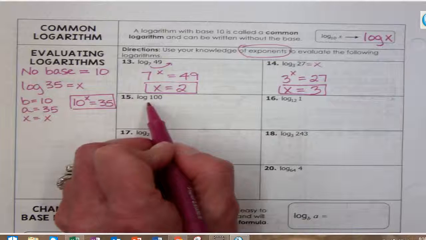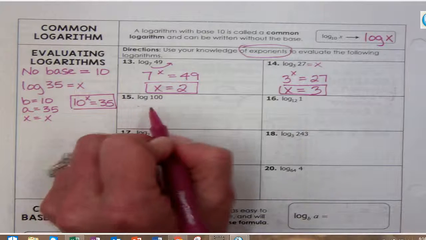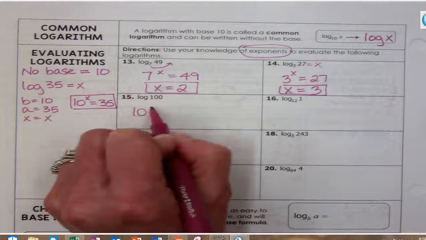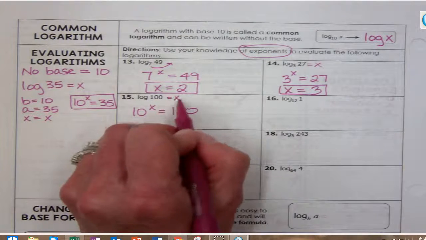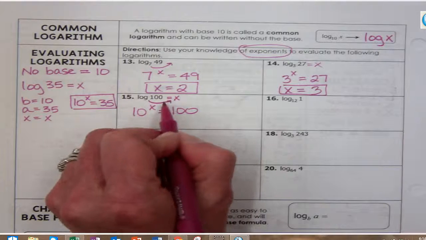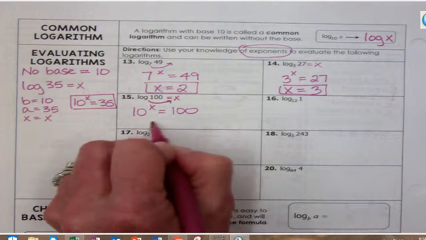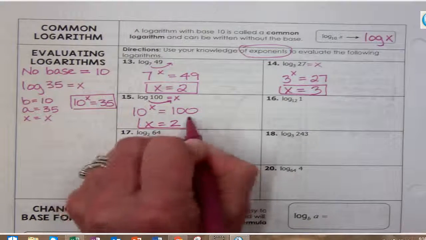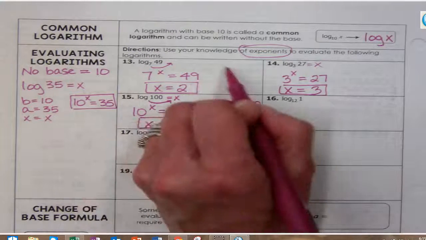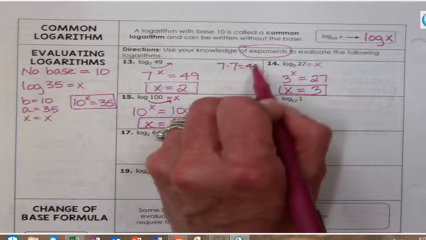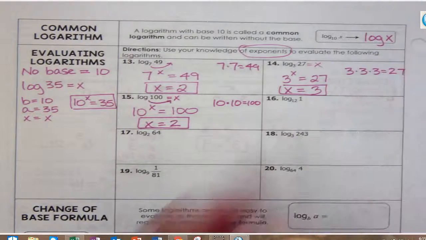Anyway, now we have a log with no base. But we know that that base is going to be 10. So 10 raised to the x power equals 100. 10 raised to what power is 100? x is going to equal 2, because I know 10 times 10 equals 100, right? 7 times 7 equals 49. 3 times 3 times 3 equals 27.